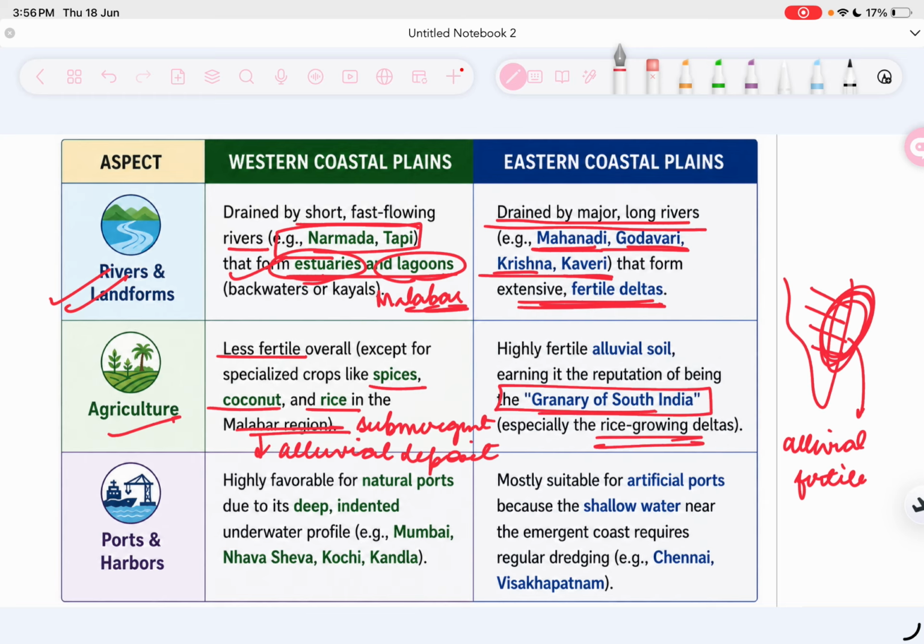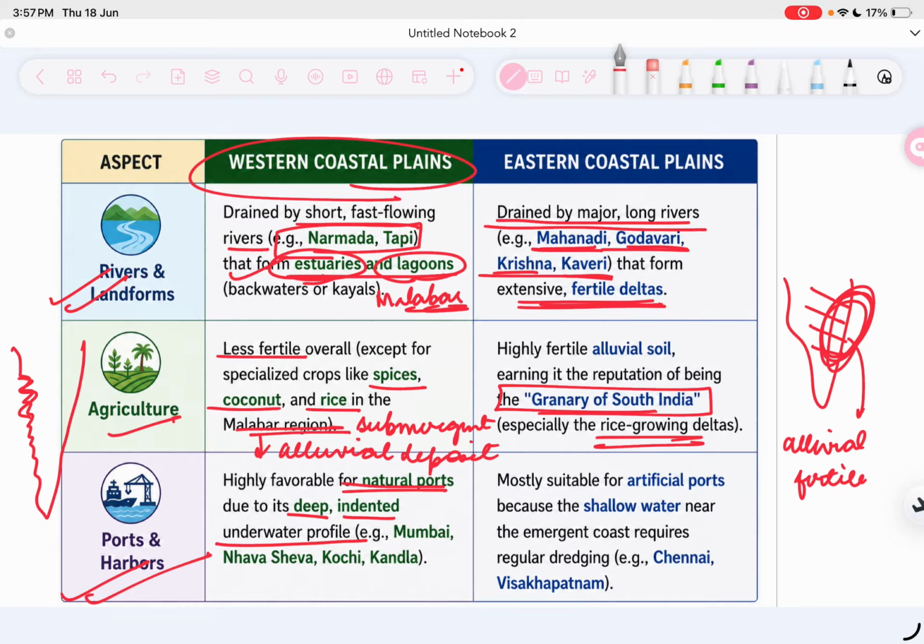And thus it is given the name of granary of South India. When we talk about ports and harbors, the western coastal plain is considered good for natural ports. Why is it considered good for natural ports? Because it has a deep and indented underwater profile. We have seen that many grooves are present, so this is basically indented, and it is better for natural ports to be present. And they can also take better advantage of high tide and low tide. We have ports like Mumbai, Kochi, Kandla, etc.